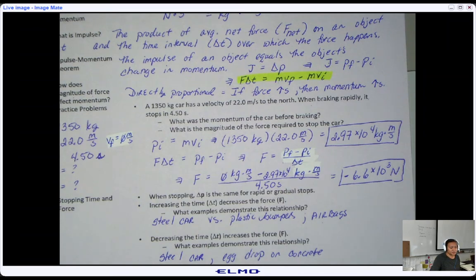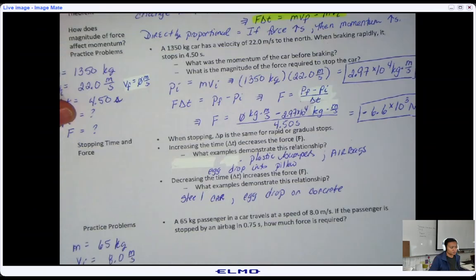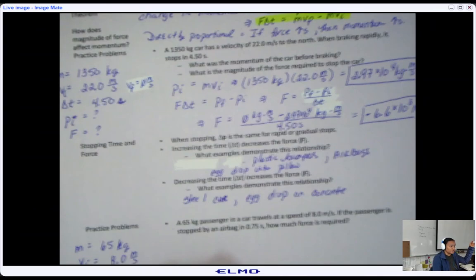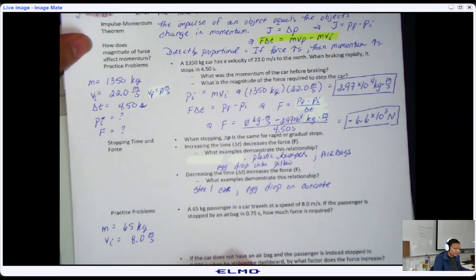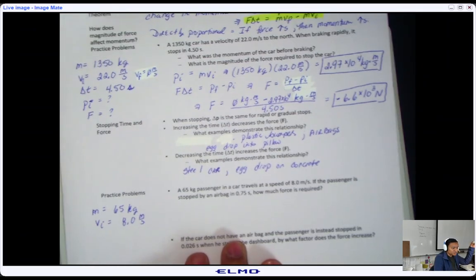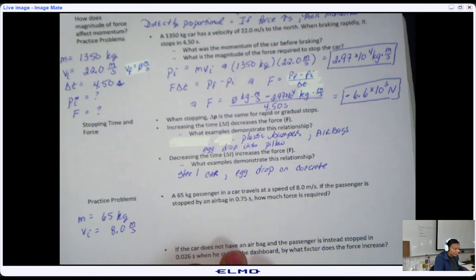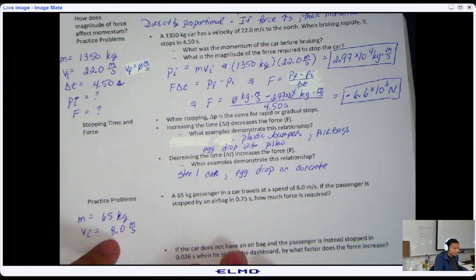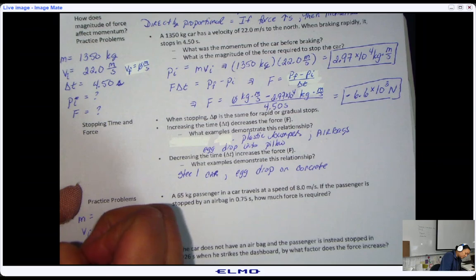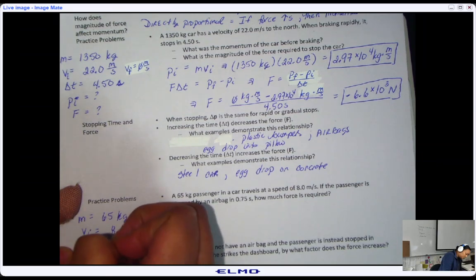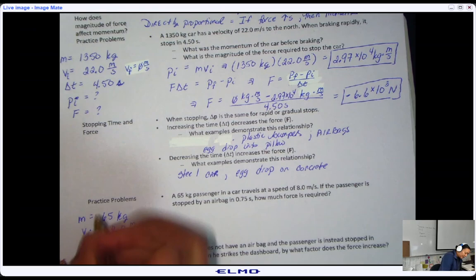Does anyone still need this? All right, next, let's go back to the problem that's on the bottom. A 65 kilogram passenger in a car travels at, we had 65 kilograms traveling at 8 meters per second. If the passenger is stopped by an airbag, so again, we have final velocity is going to be 0. And it's stopped by an airbag in 0.75 seconds.